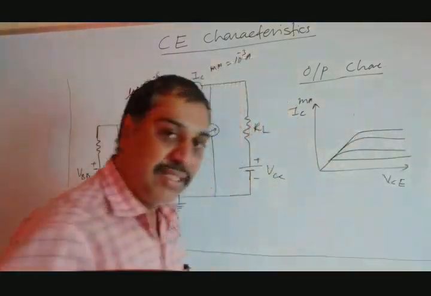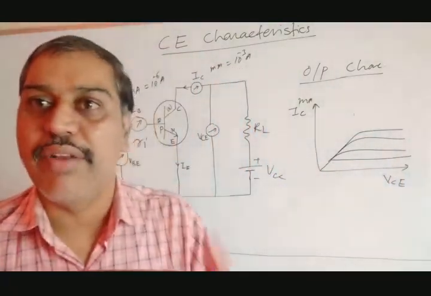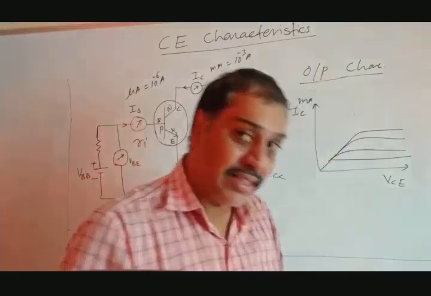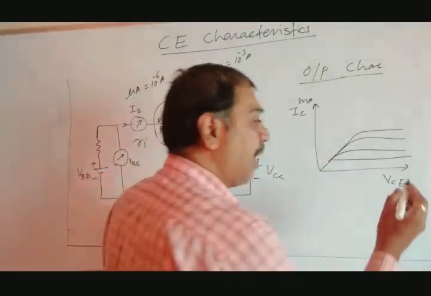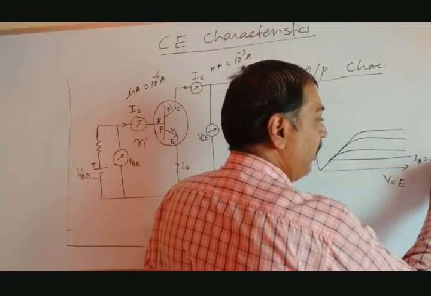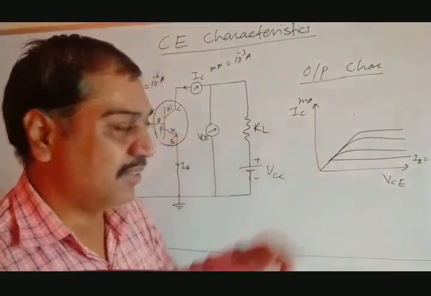What exactly does this mean? One horizontal line here corresponds to one value of IB. In your book, if you see, the value they have taken as IB is 10 microampere and so on. So here IB is 10 microampere. At that time, how it gets varied, they have mentioned as VC versus IC.